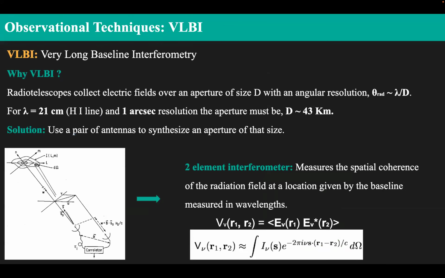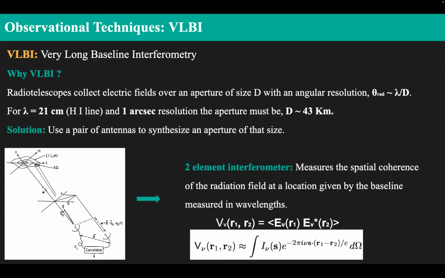Now, what is VLBI? VLBI comes from the name very long baseline interferometry, and the reason that we use it is because we need more resolution. Radio telescopes collect radio waves using an aperture of a certain size, and the resolution that you can achieve comes from this equation. So if we say that we want to observe a hydrogen cloud at 21 centimeters, and we want to achieve a 1 arcsecond resolution, the aperture must be, from this equation, almost 43 kilometers, which is impossible. So the solution is to use a pair of antennas to synthesize an aperture of that size.